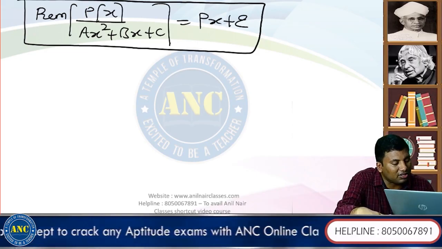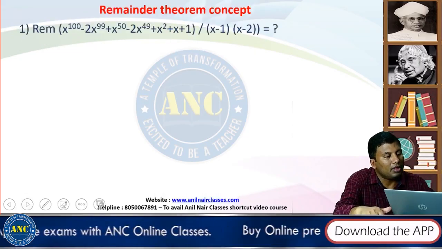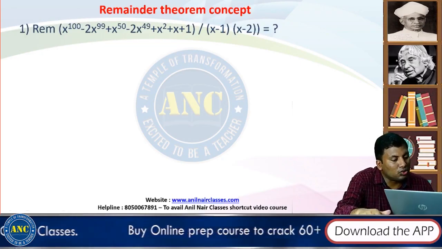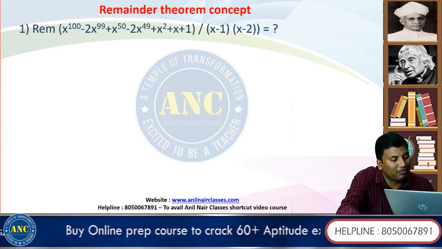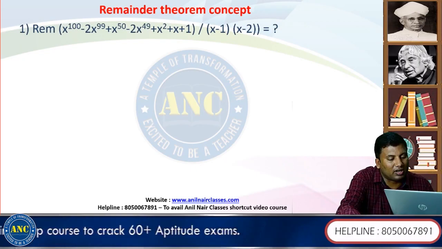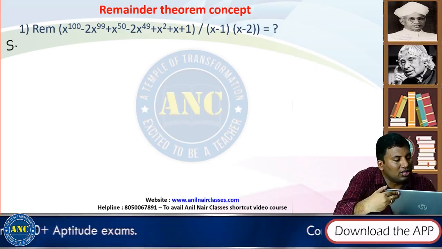Now let us take the first question. Find the remainder when x power 100 minus 2x power 99 plus x power 50 minus 2x power 49 plus x square plus x plus 1 is divided by (x minus 1)(x minus 2). Solution. Listen carefully.